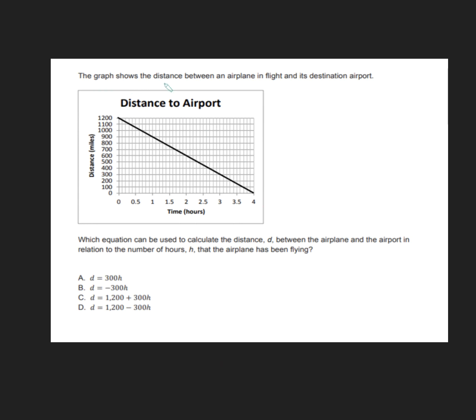It says the graph shows the distance between an airplane in flight and its destination. So notice you have the distance to the airport. Your y-axis is distance in miles. Your x-axis is the time in hours. And they want to know which equation can be used to calculate the distance d between the airplane and the airport in relation to the number of hours h that the airplane has been flying. So remember, the equation of the line is y equals mx plus b.